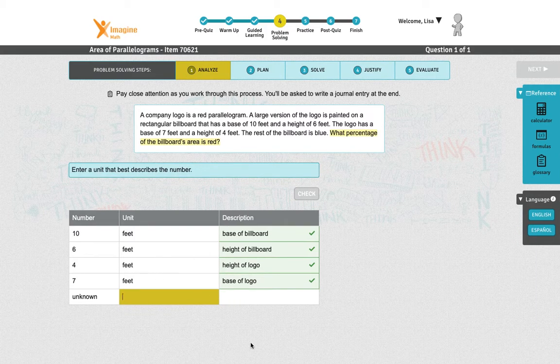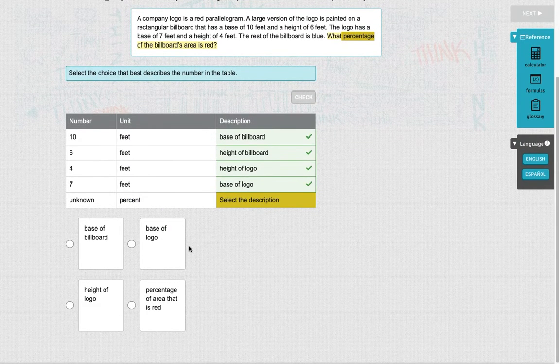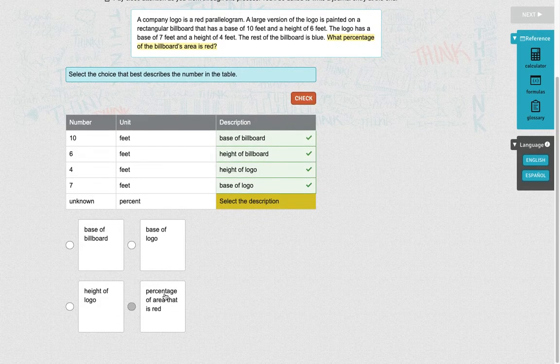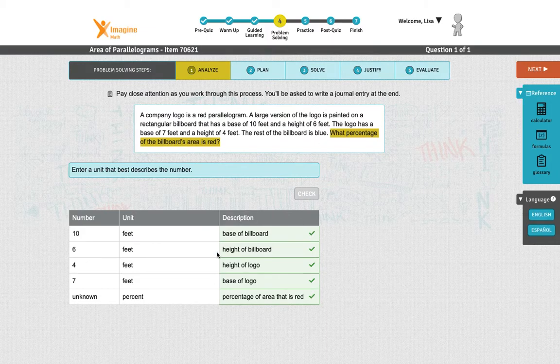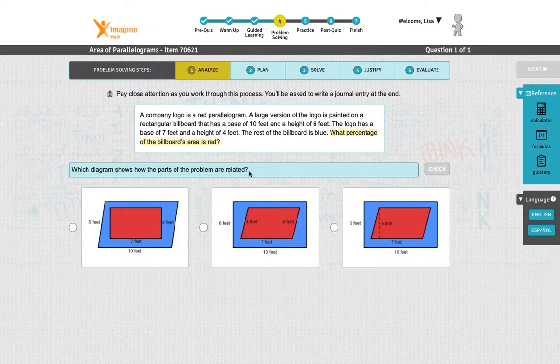What's the unknown? It's still going to be percent, not feet, because remember, that's what's being asked. Percentage, okay? Percentage of the red area, because that is what I'm being asked. My unknown always has something to do with the question being asked, okay? All right, moving on. The plan.